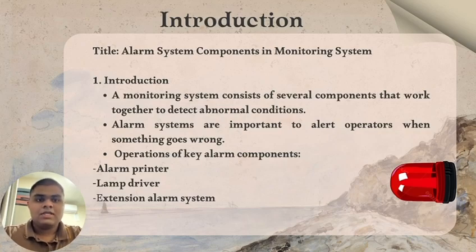Some of the key alarm components include the alarm printer, lamp driver and extension alarm system. These components allow alarms to be heard or seen in different locations. Wherever you are on the ship, you can realize there is an alarm going on and you can act before the problem gets bigger. Then let's go to the next slide.